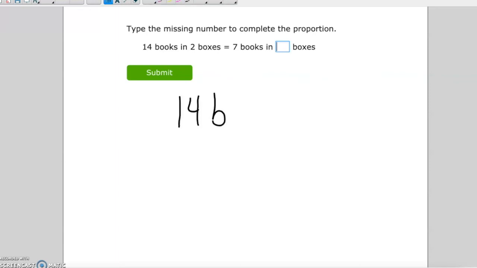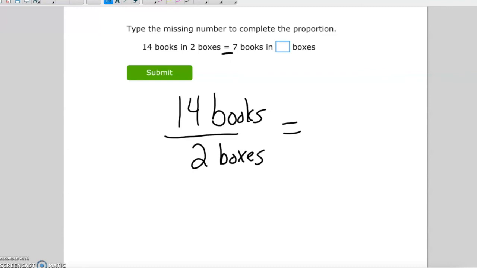14 books are, I'm going to have to write it out. Books come in 2 boxes. Okay. Equals, see the equal signs there, 7 books. This is why I'll label it, so I know my books go on top here, in blank boxes.